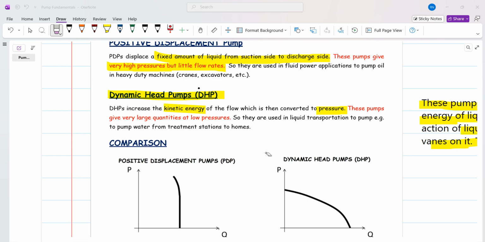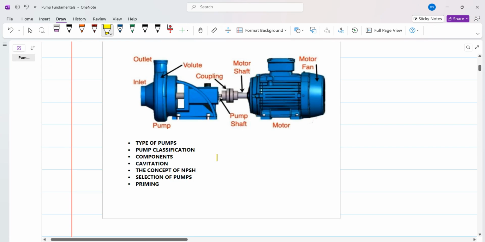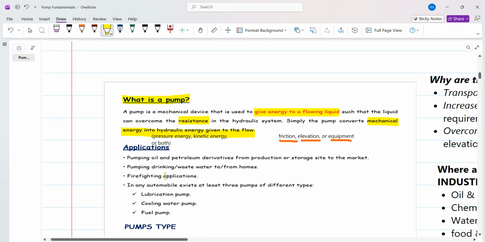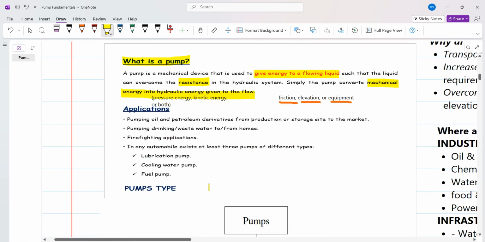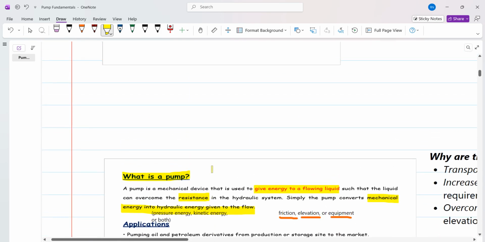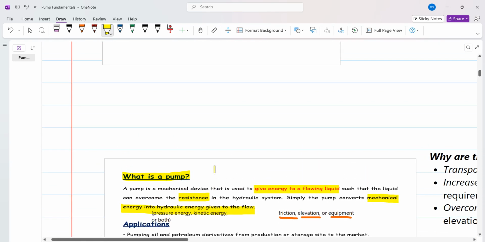My name is Rohan. Now we are going to compare the positive displacement pump and dynamic head pumps. In the previous lecture, we discussed the fundamentals of pumps and types of pump classification. Now in this lecture, we are going to discuss in brief detail types of pumps like positive displacement pumps and centrifugal pumps.